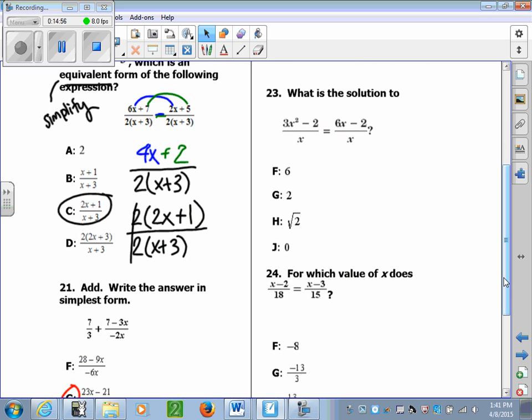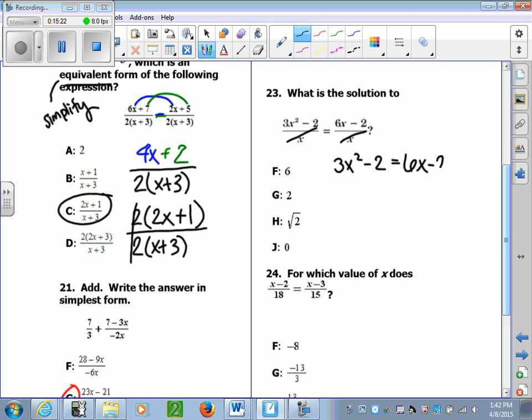Alright, 23. What is the solution? Well, remember, we just did solving equations. And when I'm solving equations, the first step was I need to get common denominators. Well, for 23, it's pretty simple. They're already common. So then the next step is, when I'm solving equations, I can go ahead and flatten the problem, so I can get rid of those denominators. And it leaves me with 3x squared minus 2 equals 6x minus 2. And then I just solve.